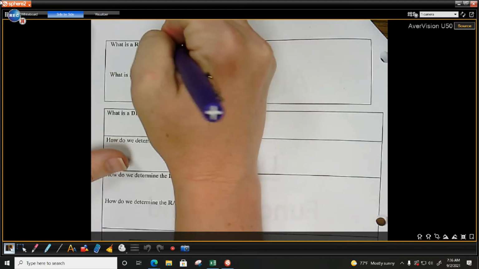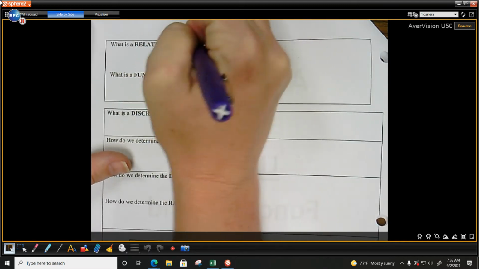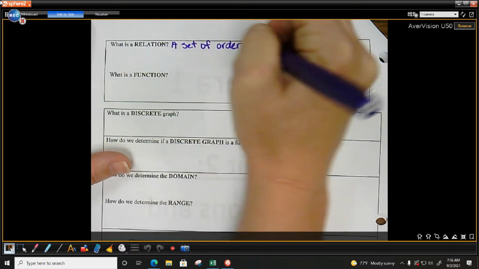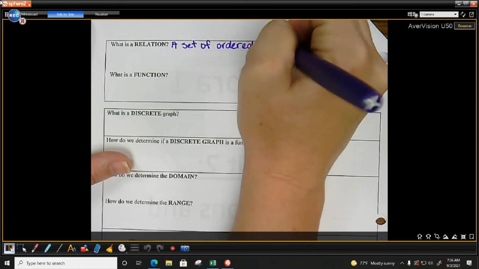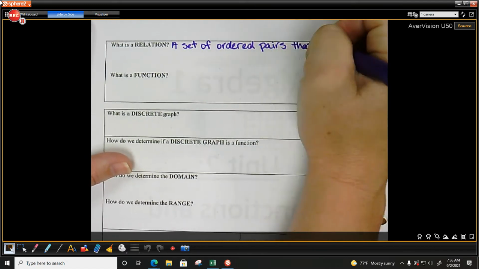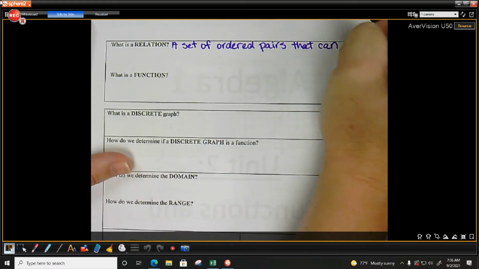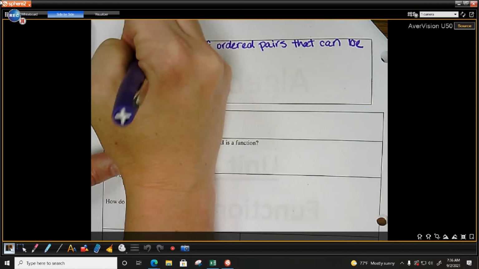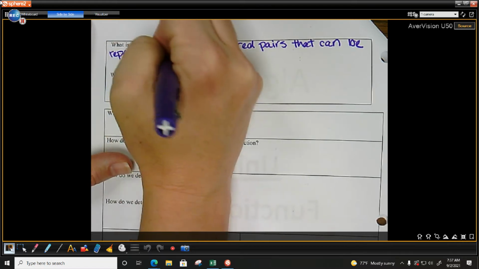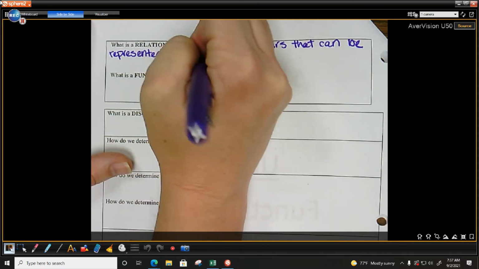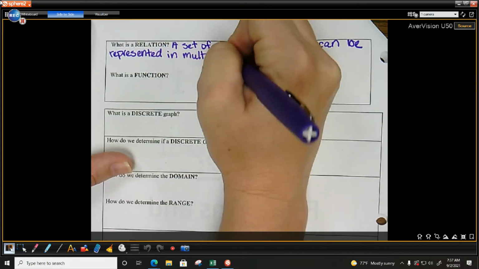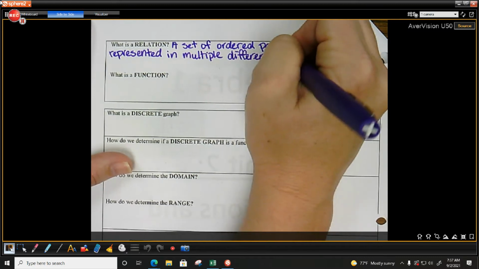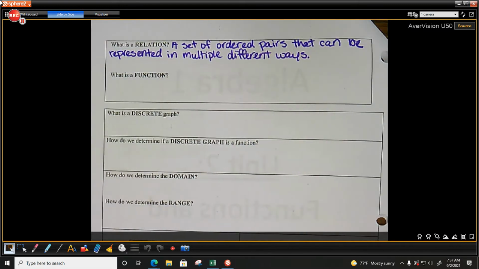Okay, a relation is a set of ordered pairs that can be represented in multiple different ways.